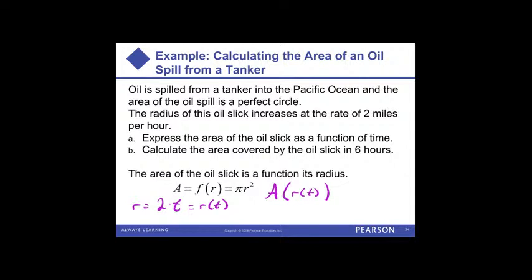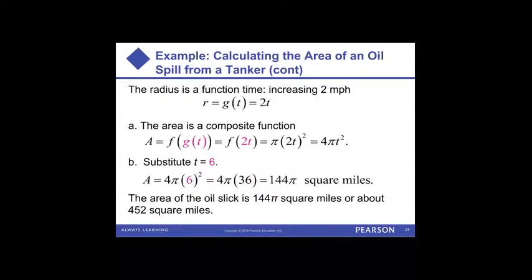All right. So then this would be A of 2t. That's going to be pi times 2t squared. That's ultimately 4 pi t squared, right? So then after 6 hours, 36 times 4, 144 pi, okay? So if we get the 144 pi, we just crunch the number to get the final result. Let's just try one more. We have one more example, and then we can open the floor.